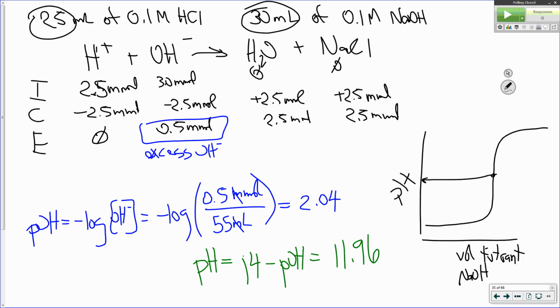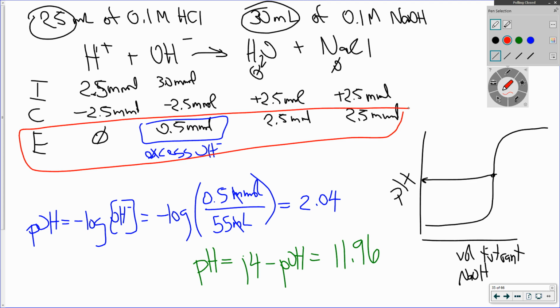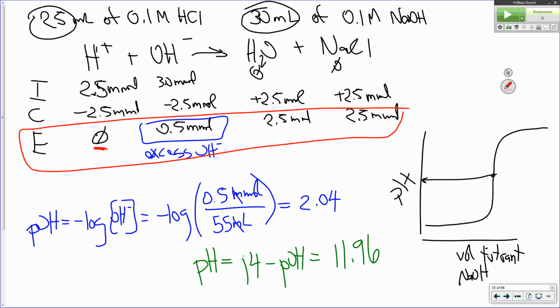Okay, can you explain which one is excess? Right, so the way that you determine which one's in excess is always go to the last line. At the end, what's left over? One of the compounds is going to be consumed, or both of them are going to be consumed. But if there's anything left, that's the compound in excess.